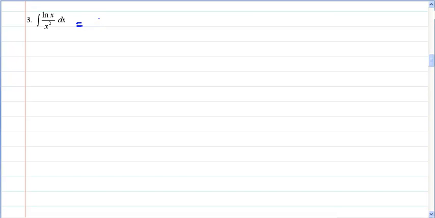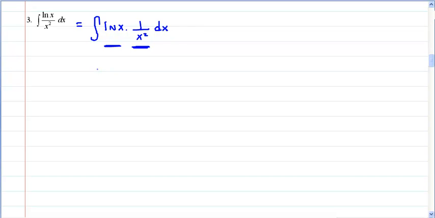For number 3, before I start identifying my u and my dv, I want to rewrite this integral so that you can clearly see the two separate functions. The two separate functions are the natural log of x and 1 over x squared dx. Be careful that you don't just look at this as the natural log of x as one function and x squared as the other. You want to look at it as an entire function, which would be 1 over x squared. So one of these functions will be u, the other function will be dv.